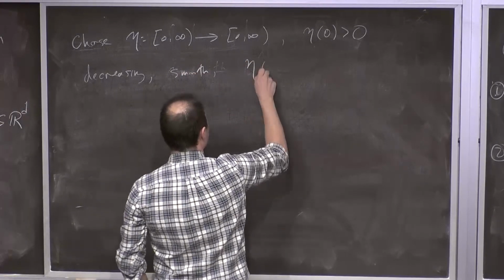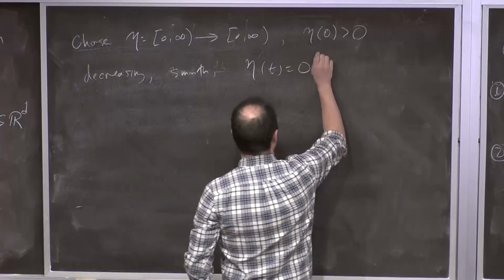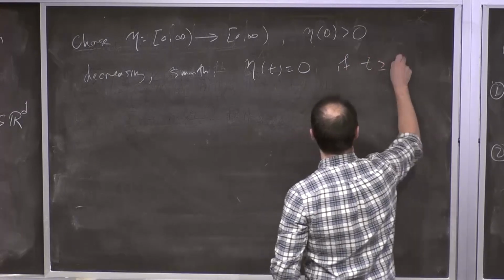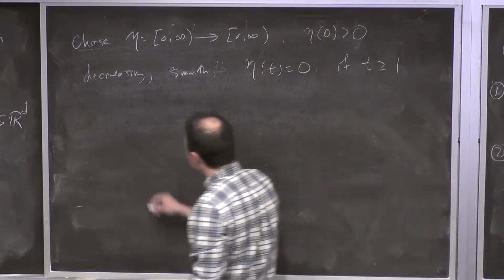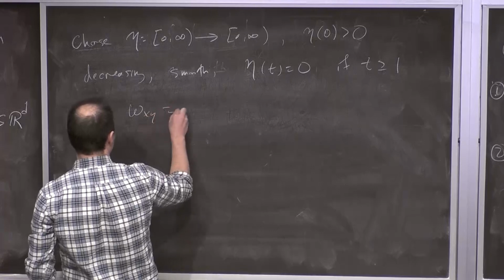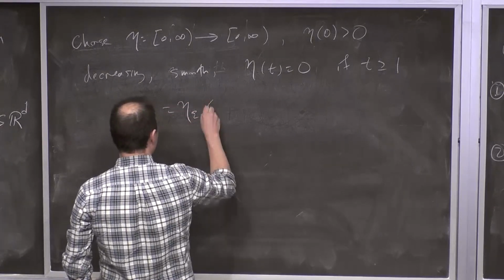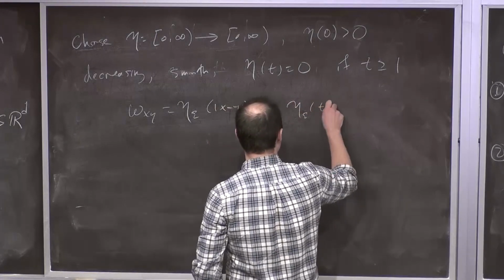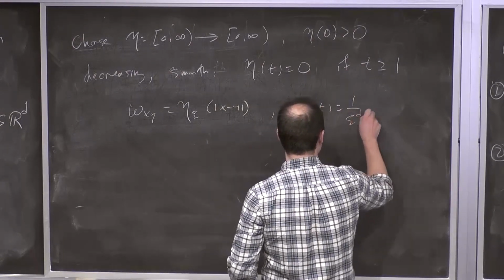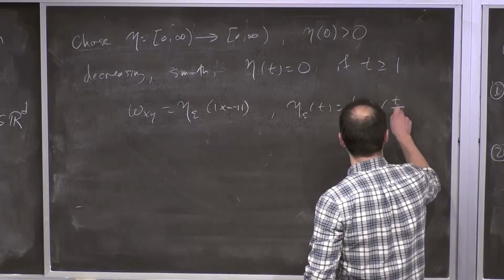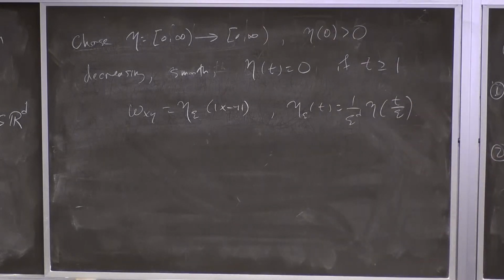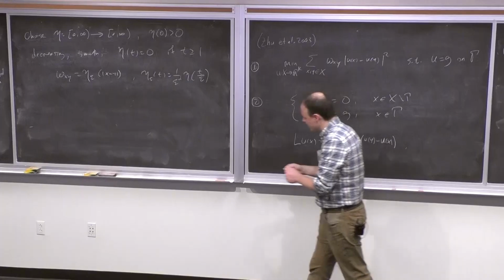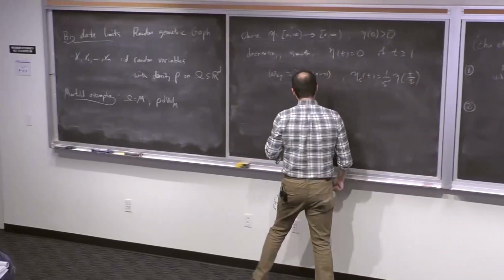And it's equal to 0 if t is bigger than 1. Okay? And we choose the weights to be eta epsilon of the distance between x and y, where eta epsilon of t is 1 over epsilon to the d, times eta of t over epsilon. So you connect points that are on some length scale distance epsilon apart.